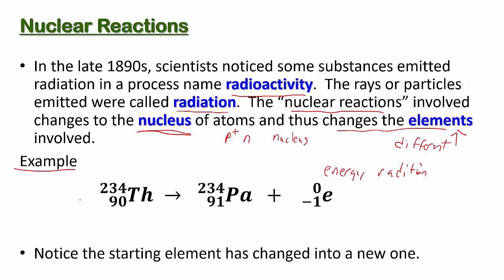We can just put that example on your note packet there. Note the starting element has changed into a new one. So we have a different element afterwards, from beginning to end. This would be an example of what's called a nuclear reaction. Different element being produced. We're changing that nucleus.